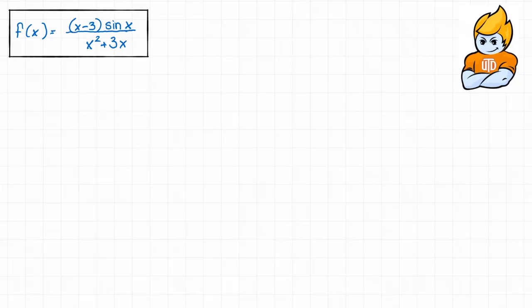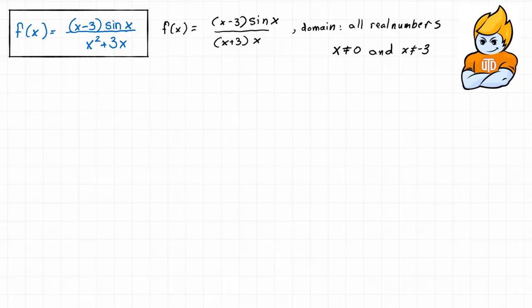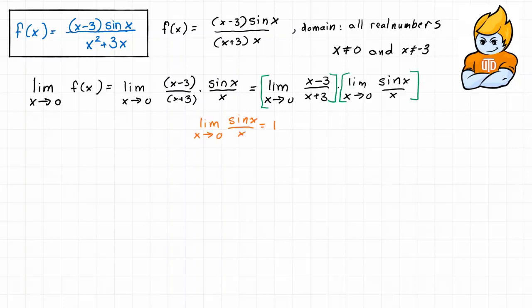Consider this function, whose domain is all real numbers x except the ones that would make the denominator 0. Factoring the denominator, we see that the domain is all real numbers except 0 and negative 3. We anticipate that we can evaluate the limit of our function directly by taking advantage of the special trig limit. Seeing how the limit of the two individual factors exist, we can find the limit of the factors and multiply the results. Evaluating directly, we get that the limit is negative 1.